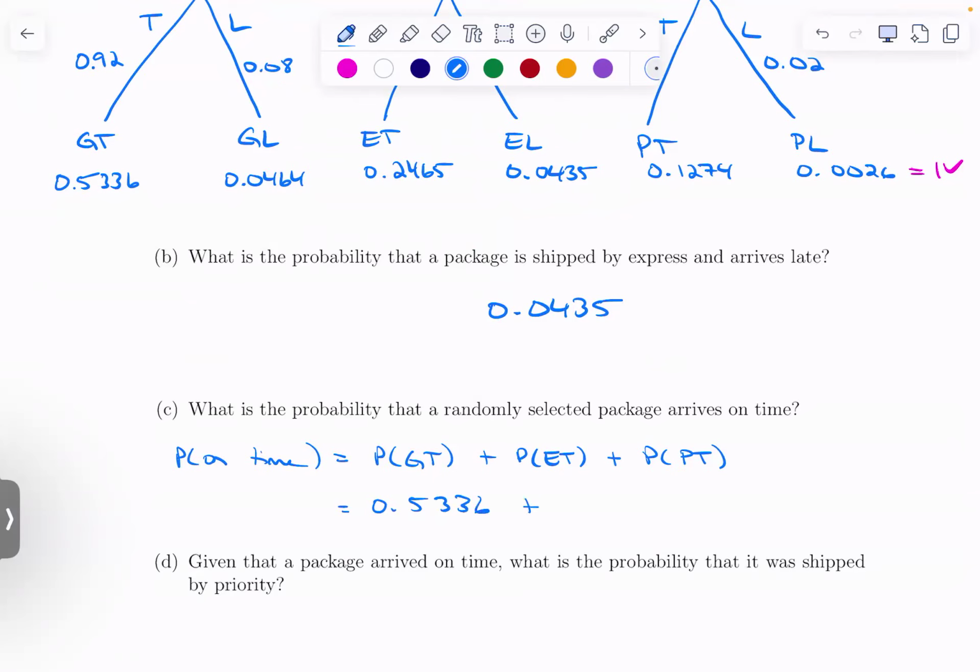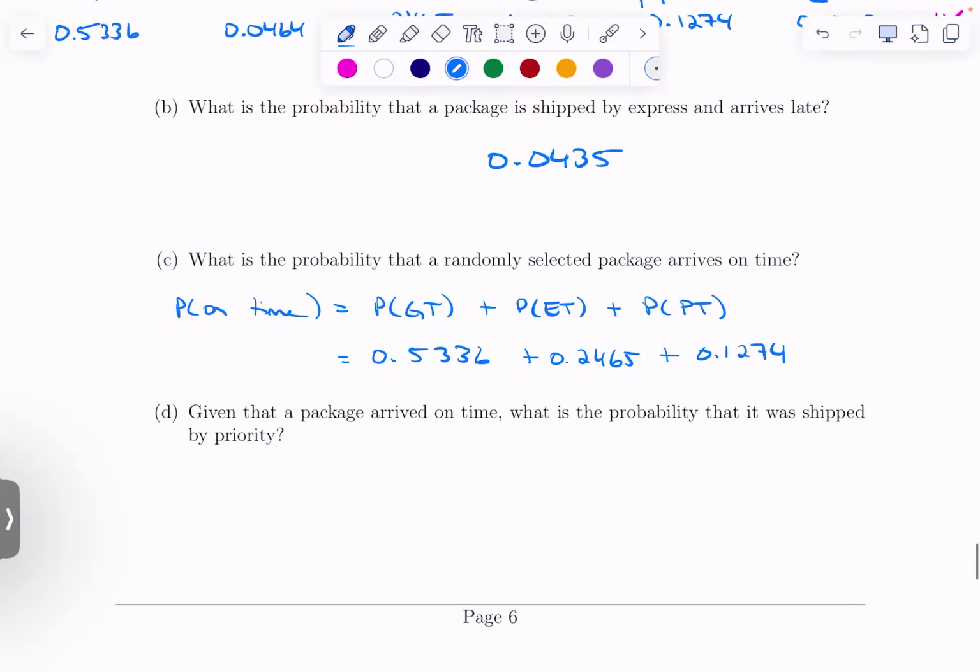And so from above, I have 0.5336 plus 0.2465 plus 0.1274. So 0.5336 plus 0.2465 plus 0.1274 puts me at 0.9075. Nice. Good.